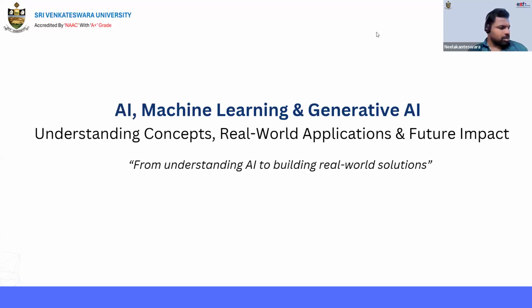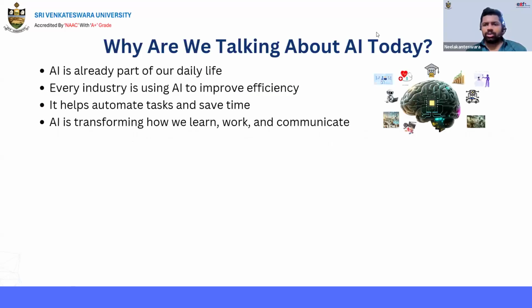Now we see the first thing: why are we talking about AI? That is the first question we need to answer. AI is not a new word. It was introduced in the 1950s itself. But in the early days of AI, it was limited to research labs. After the AI boom came, AI is now available to each and every person.